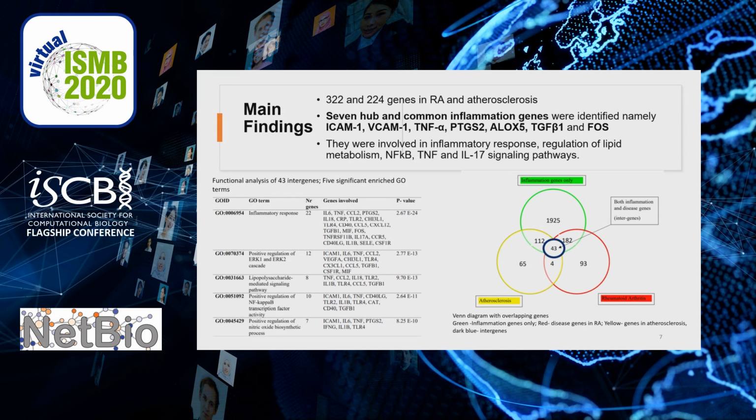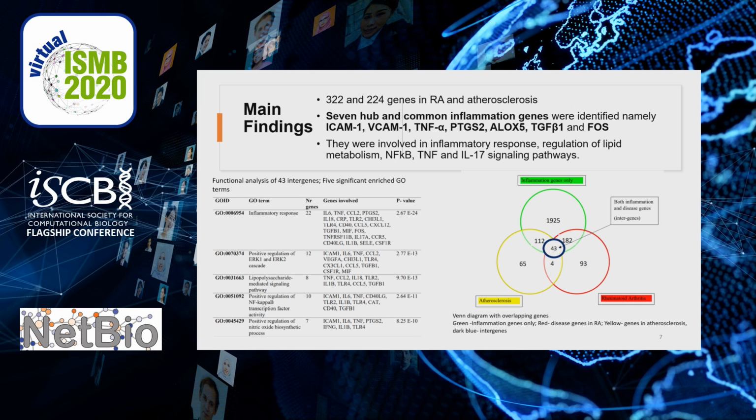Our main findings were that 43 common genes, which are both inflammation and disease genes, were retrieved from the integrated database, and DAVID functional annotation resulted in 5 significant GO terms. The table shows the significant enrichment for inflammatory response, followed by extracellular signal-regulated kinase cascade and the signaling pathways.